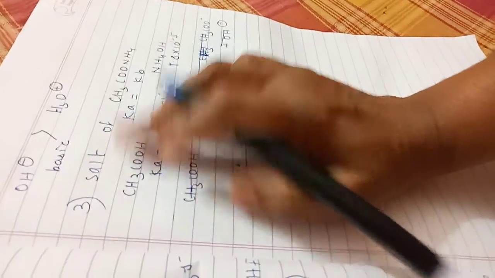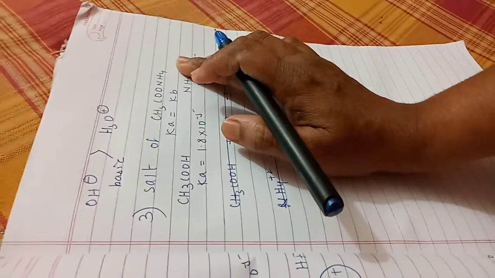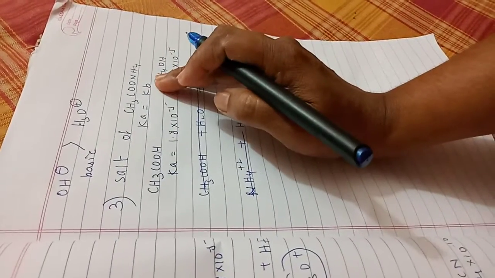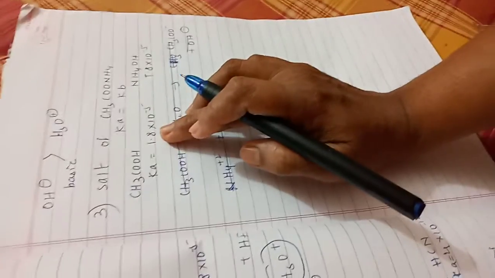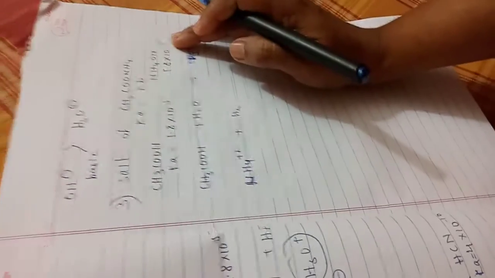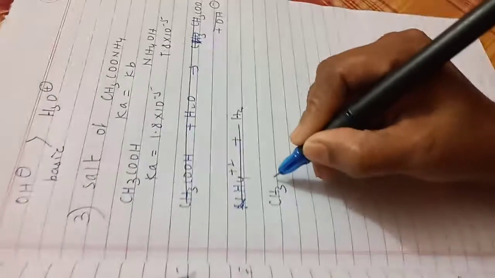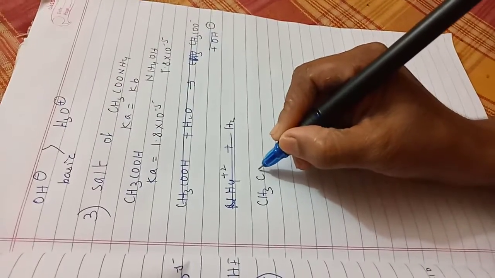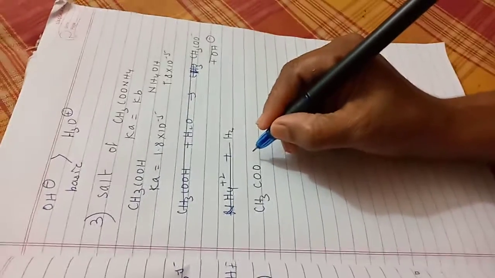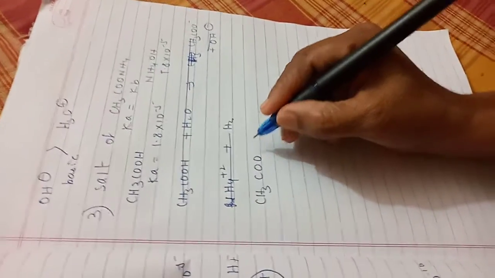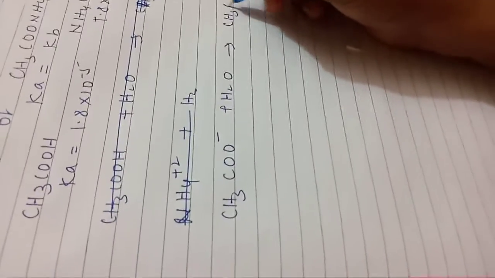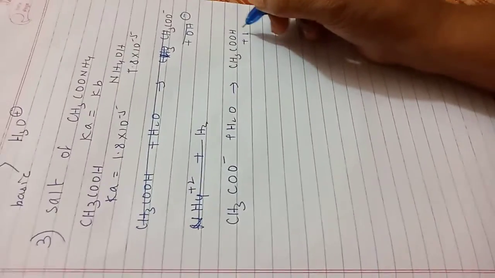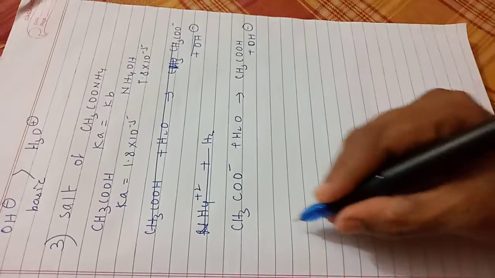Ammonium acetate is the salt of weak acid and weak base for which Ka is equal to Kb, which have the values of 1.8 into 10 raised to minus 5 and 1.8 into 10 raised to minus 5. Students, we'll put it like this. When the acetate ions react with water, we get acetic acid and OH minus hydroxyl ions.